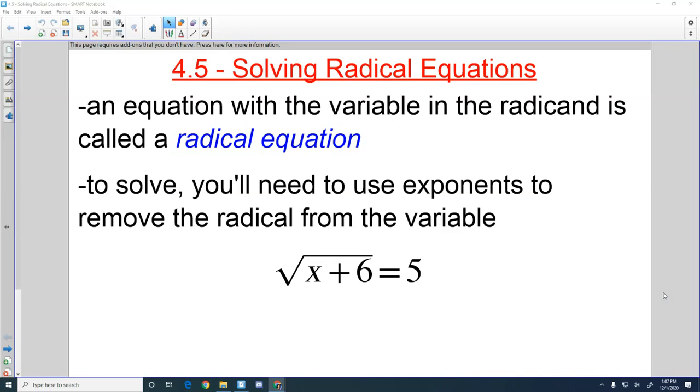All right. Here we go, everybody. We're going to have some fun today. We're going to learn how to solve a radical equation.